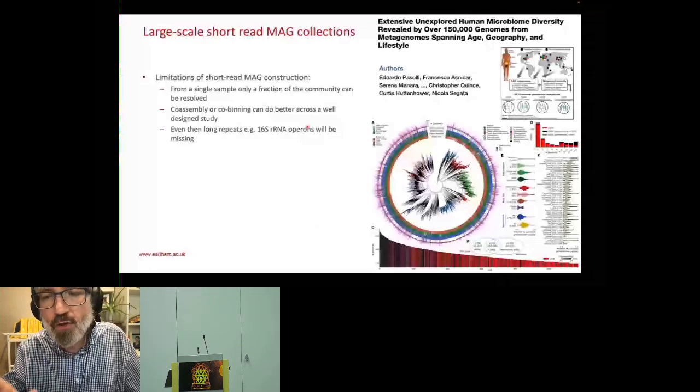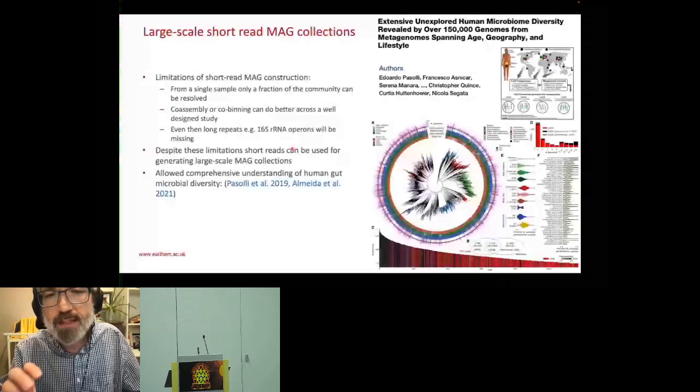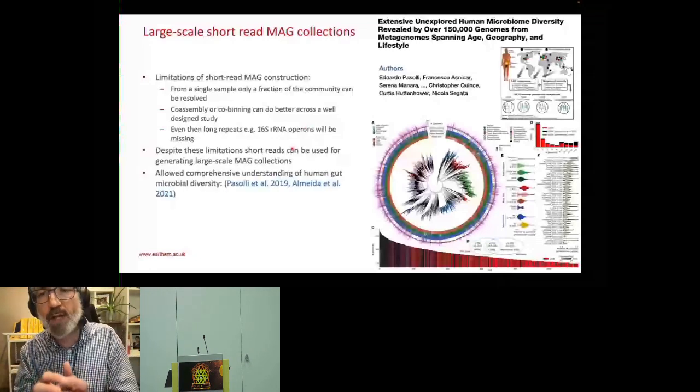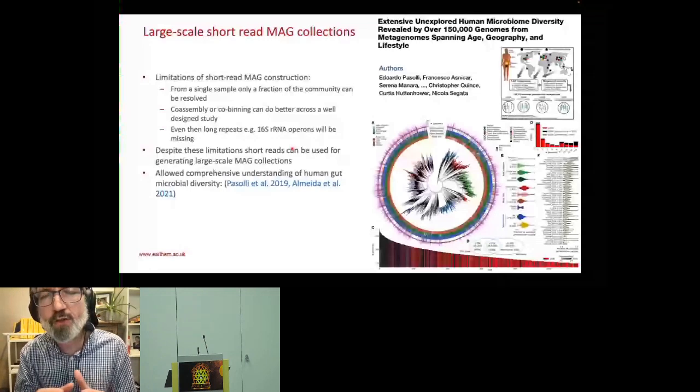But even then, you'll be missing things like 16S ribosomal RNA operons because they form large repeats. But it has been very successful, and it's been successful because if you have enough samples, even if you can only get a fraction of the community as bins, you can still build up a comprehensive collection. At least that works for the human gut.